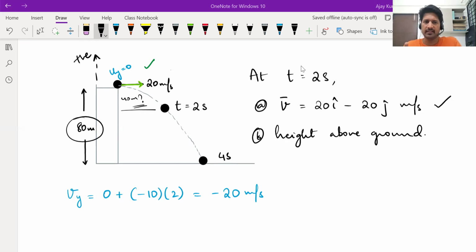Total height of descent was 80. Total time taken to descend 80 meters is 4 seconds. Then in 2 seconds, will it descend 40 meters? No, sir. Justify. Sir, because its y component changes. Okay, your answer is correct. It doesn't move with a constant velocity, so it won't cover equal displacements in equal intervals of time. So there's no guarantee that in half time, half displacement will be covered.